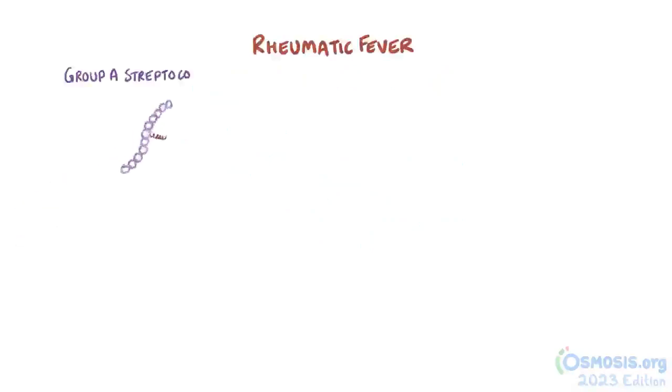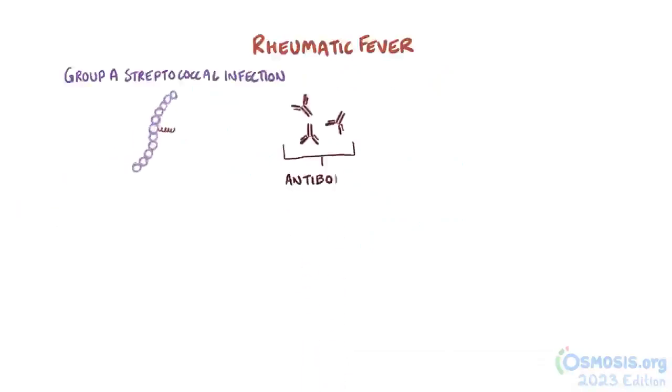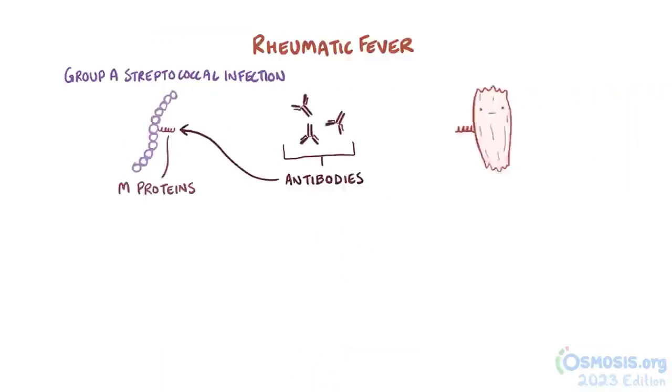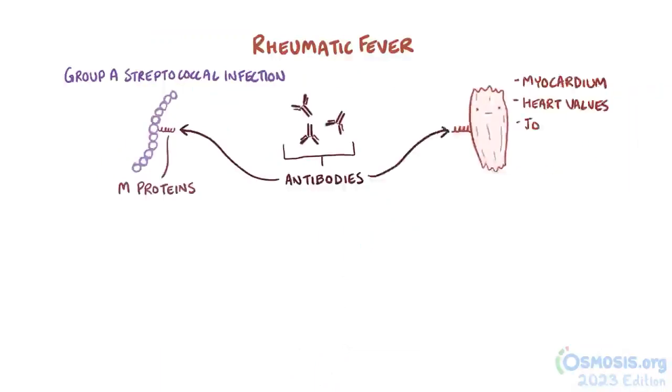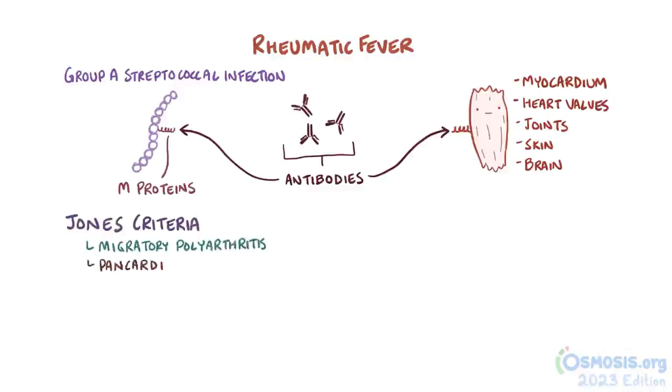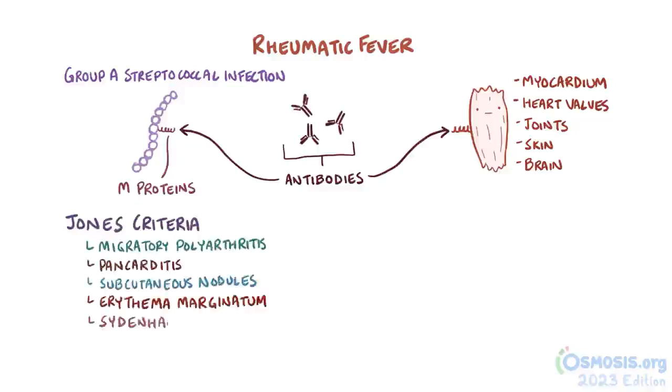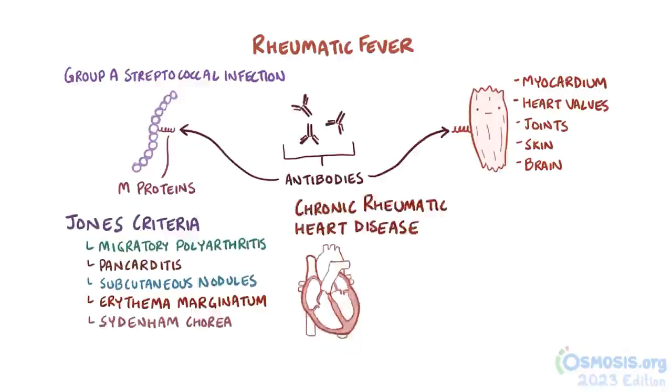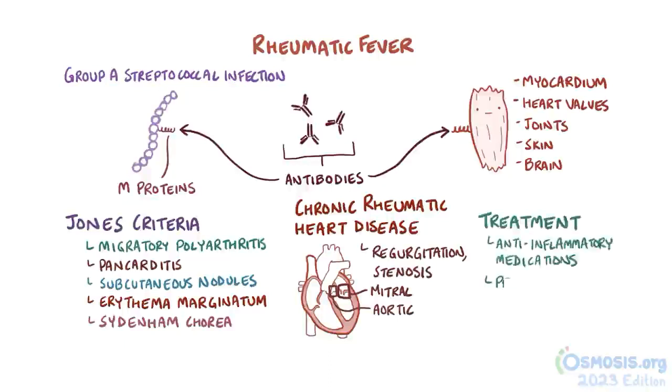Alright, as a quick recap. Rheumatic fever can develop after a group A streptococcal infection, like strep throat, due to antibodies against streptococcal M proteins that cross-react with proteins in the myocardium, heart valves, joints, skin, and brain. It's characterized by the Jones criteria, which involve migratory polyarthritis of the joints, pancarditis, subcutaneous nodules, erythema marginatum, and Sydenham's chorea. Recurrent attacks of rheumatic fever can lead to chronic rheumatic heart disease, which most commonly causes regurgitation in the mitral or aortic valves, but can also cause stenosis. Treatment involves anti-inflammatory medications and prophylaxis with penicillin.